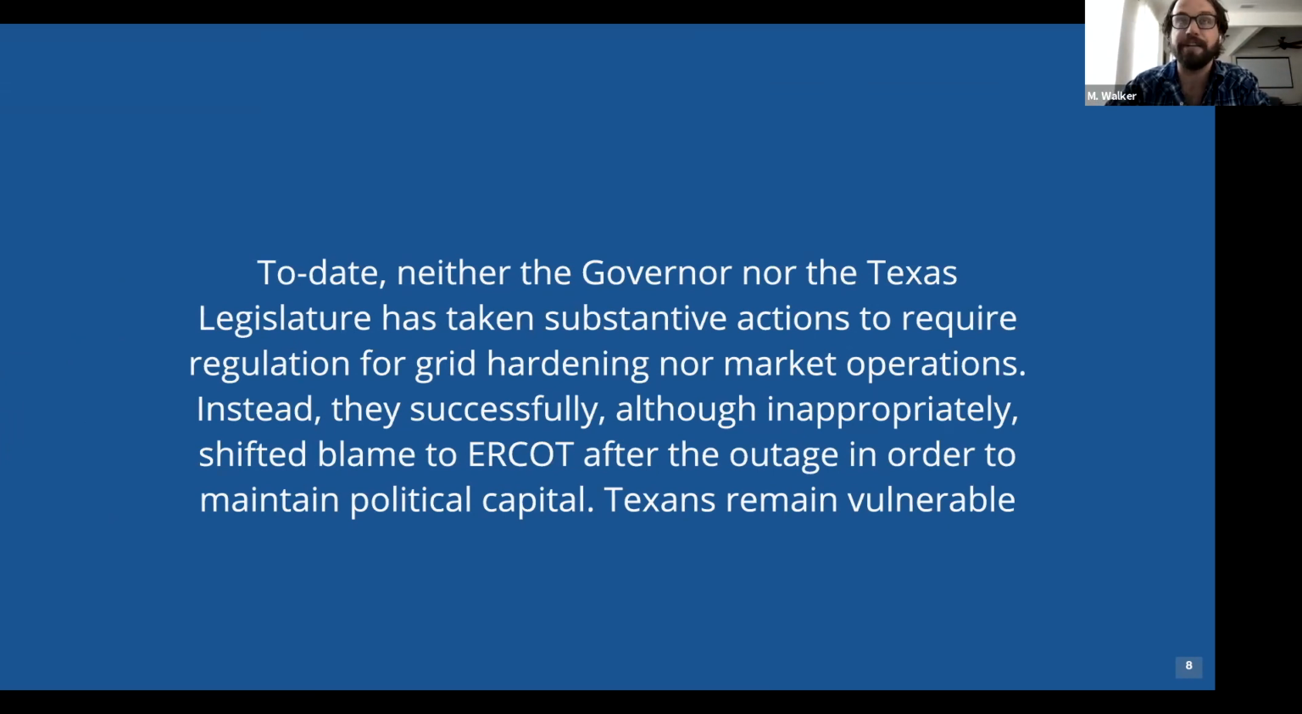No, sorry, 195 to 295 billion dollars in damage. And to date, not much has happened, frankly. We have been reassured by legislators and the governor that everything is fine and all that can be done has been done. And there has frankly been little evidence to support those claims. And so we, as Texans, remain vulnerable.